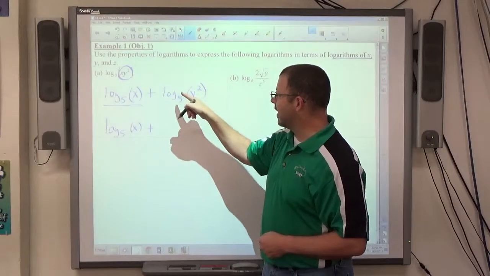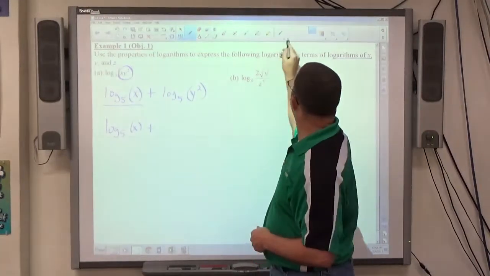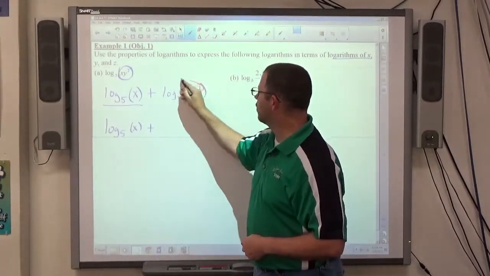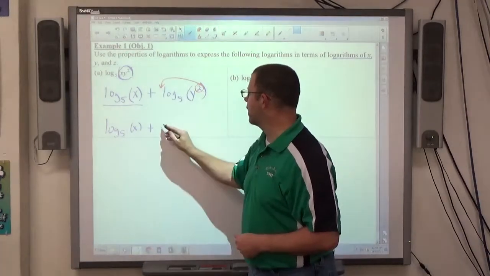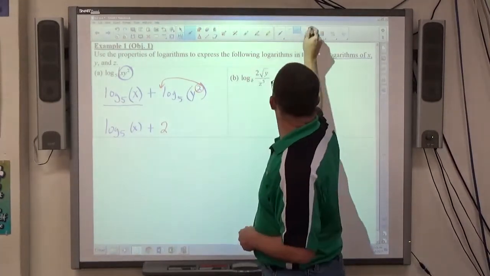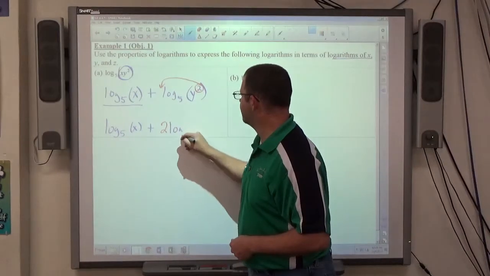And the rule here, once I get the product taken care of, is I have a power of 2, which is going to move out in front of the logarithm, so that's going to become 2, and then log of y base 5.